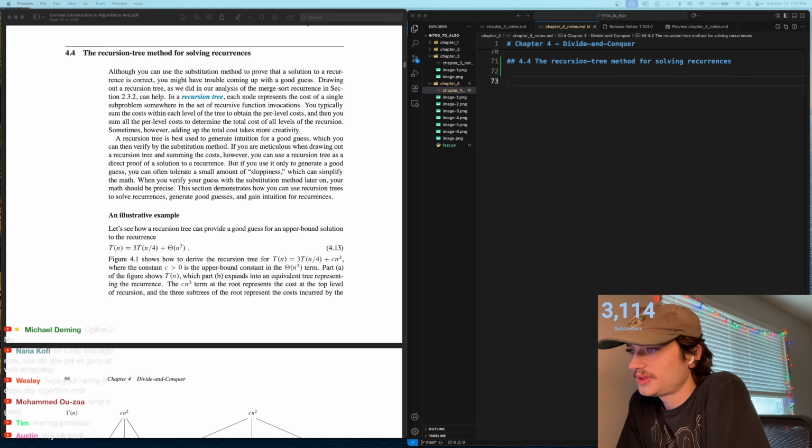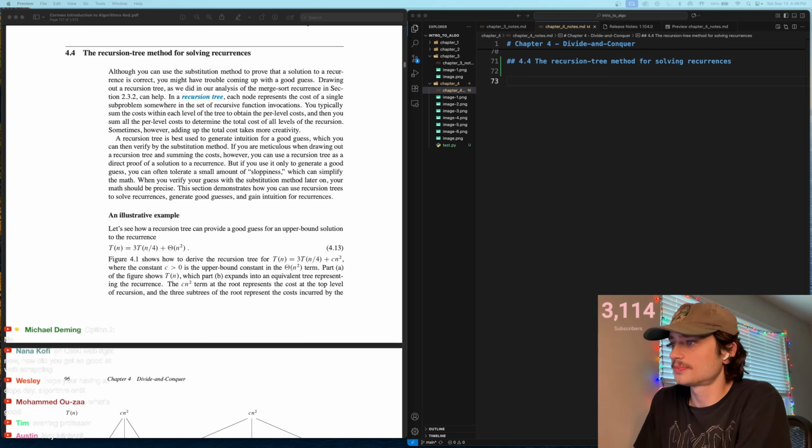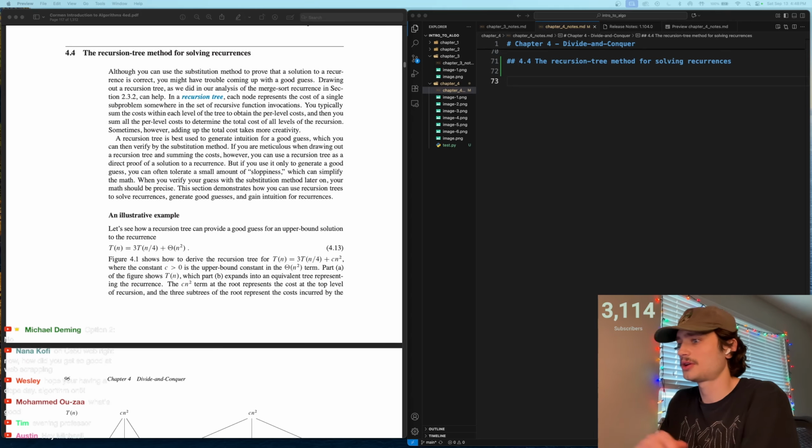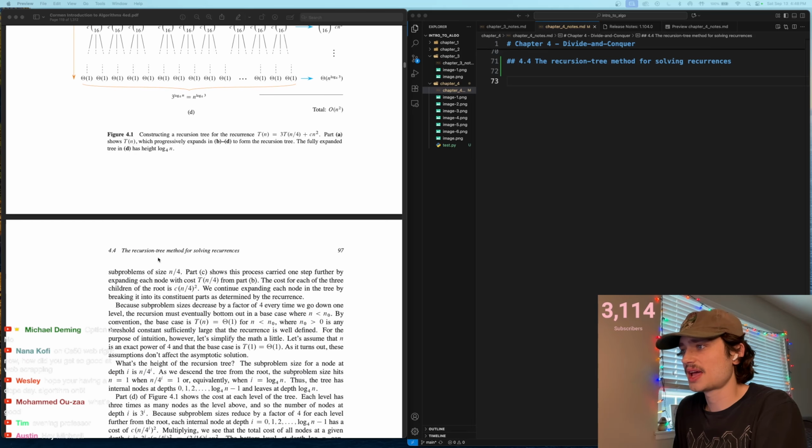An illustrative example. Let's see how a recursion tree can provide a good guess for an upper bound solution to the recurrence T(n) = 3T(n/4) + Θ(n²). Figure 4.1 shows how to derive the recursion tree for T(n) = 3T(n/4) + cn², where the constant c is greater than 0 and is the upper bound constant in the Θ(n²) term. Part A of the figure shows T(n), which part B expands into an equivalent tree representing the recurrence. The cn² term at the root represents the cost at the top level of the recursion, and the three subtrees of the root represent the costs incurred by the subproblems of size n/4.